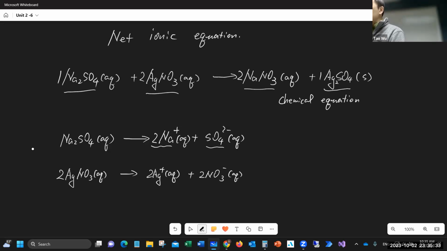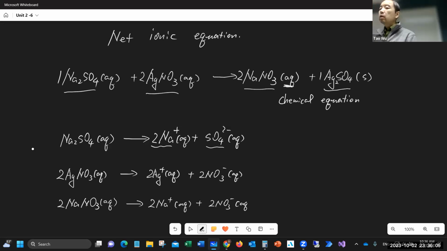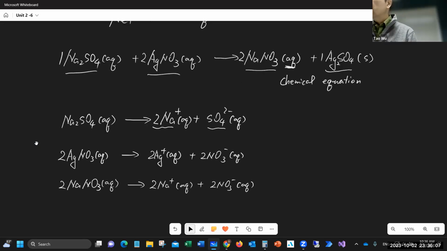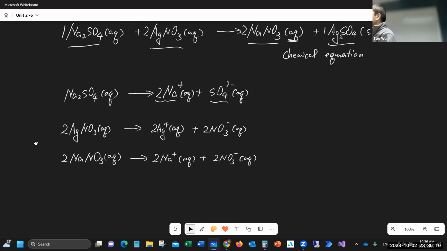If you're talking about sodium nitrate, it's doing the same thing because this is aqueous. Aqueous means it's soluble, it's dissolving in the water. So 2 moles of sodium nitrate is also dissolving in the water and becomes 2 moles of sodium ions and 2 moles of nitrate ions. This is generally what happened over here. They dissolve in the water and become ions.